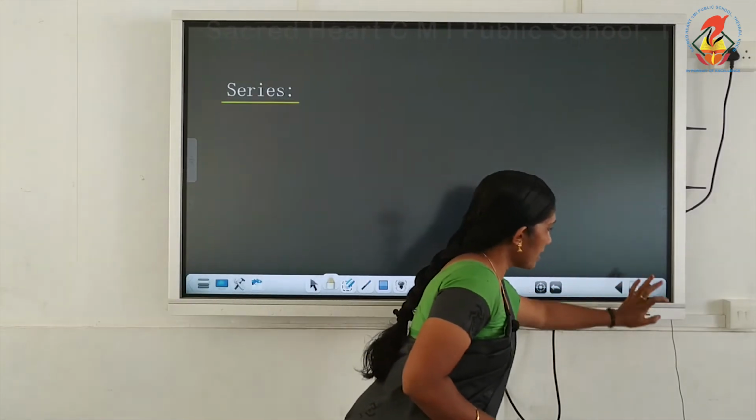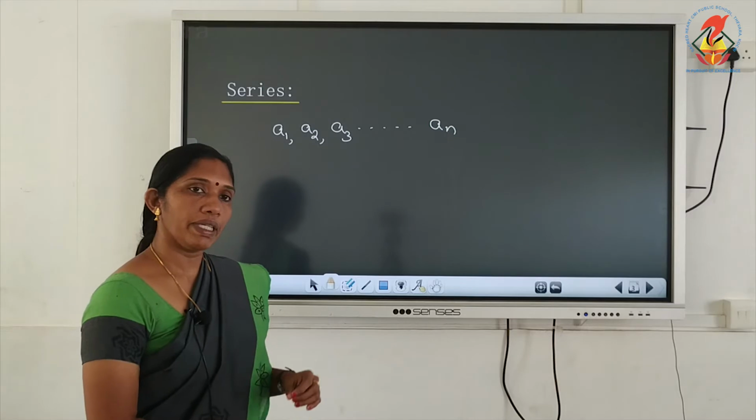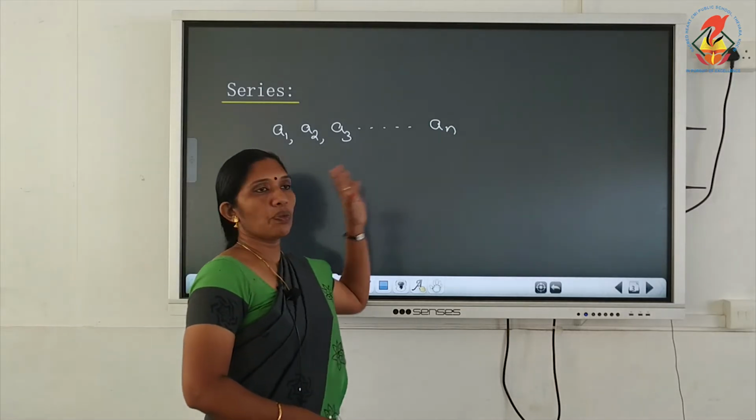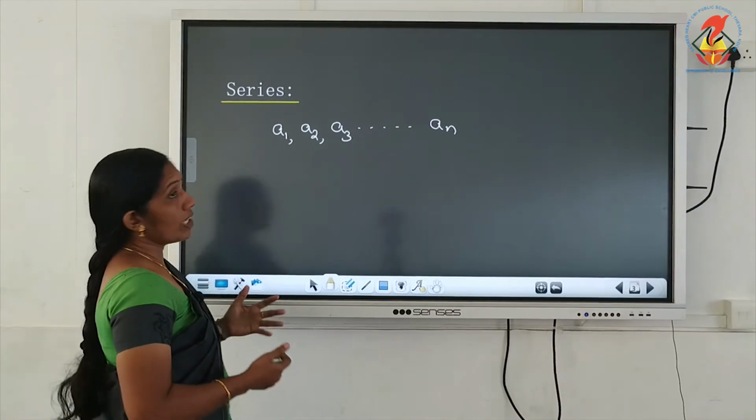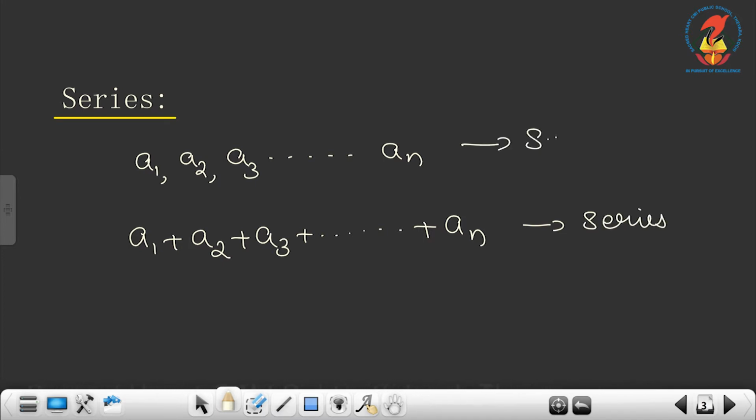Then what's a series? Let A1, A2, A3, etc., An be a given sequence. So it's a finite sequence and there are n terms. Then what is a series? Series means A1 plus A2 plus A3 plus etc. plus An. This expression is known as the series associated to the given sequence.